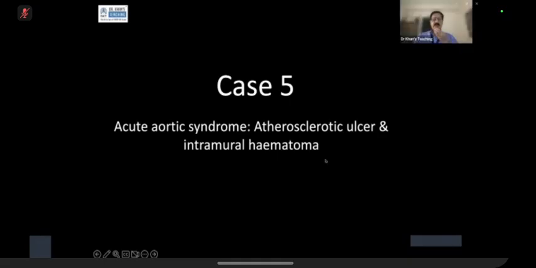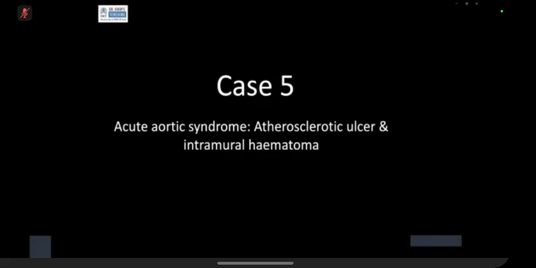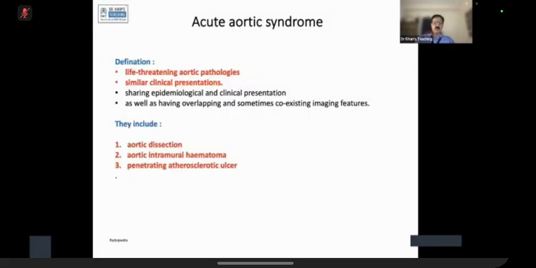So this was acute aortic syndrome. A dissection flap was there, which is not written here on this slide, but remember there is a dissection flap, and maybe two, slightly controversial, but maybe a developing one. Then atherosclerotic ulcer and intramural hematoma.